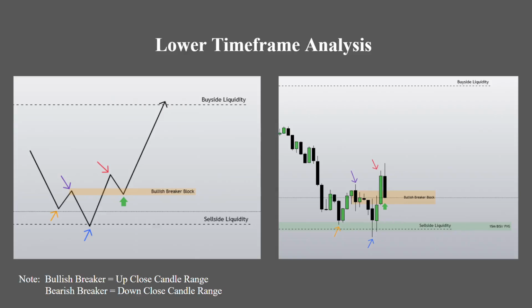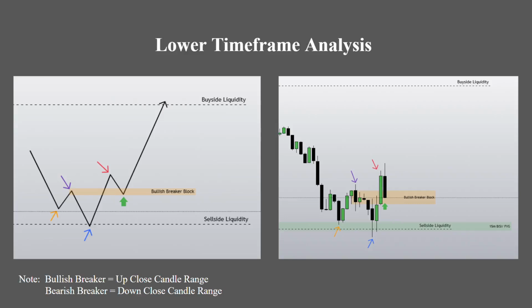what exactly is the breaker block? How do you know where to put the box? If you're going long, like in this case, that initial high, the purple arrow, you take the highest green candle, highest up close candle, and go from the high to the low of that whole candle and form the box as the breaker. Now for shorts, you do the opposite.